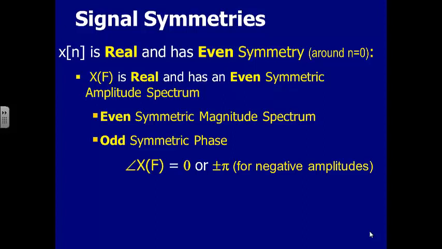If you plotted it as magnitude and phase, the phase would still be odd symmetric, which it has to be because x was real. But because the transform is real, there's no j's anywhere, so the only possible values for phase are 0, when that real number is positive, or plus or minus 180 degrees when it's negative. So there are only two possible values for the phase.